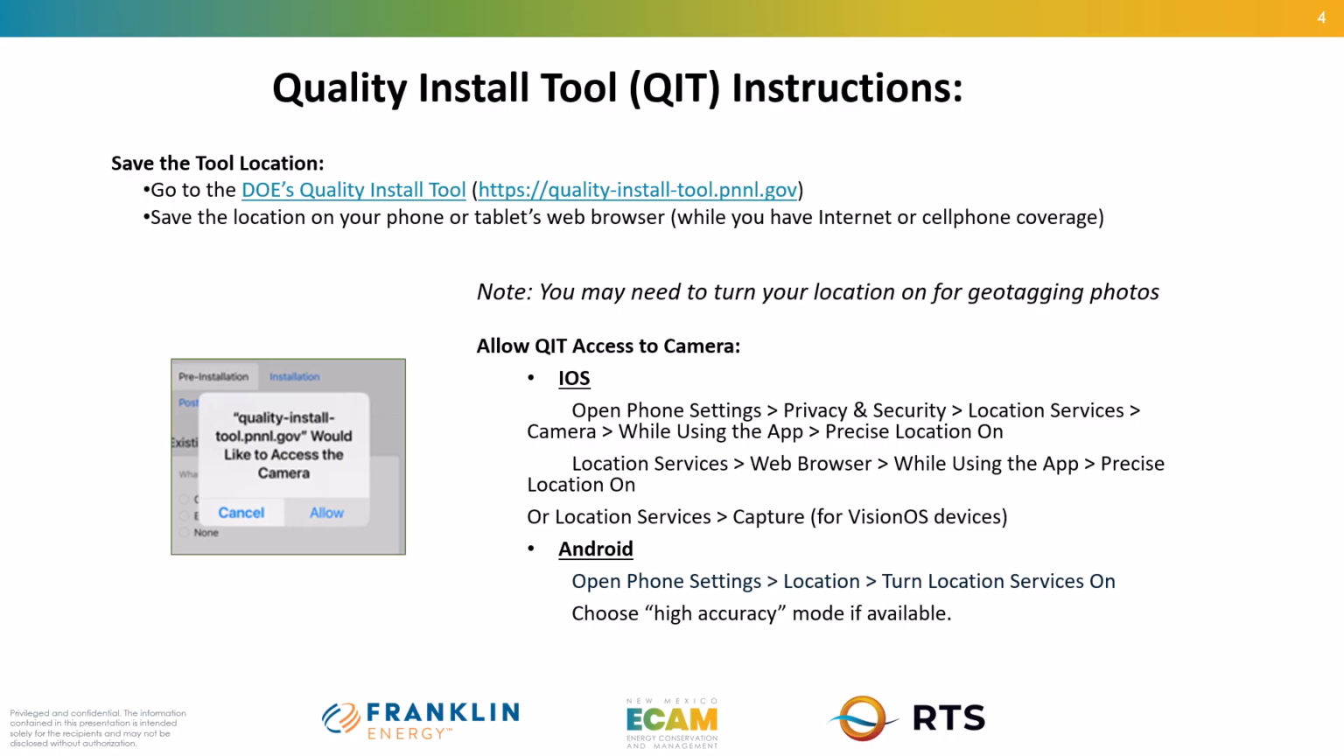On an Android phone, go to Phone Settings, select Location. Select Location On. Choose the High Accuracy mode if available.